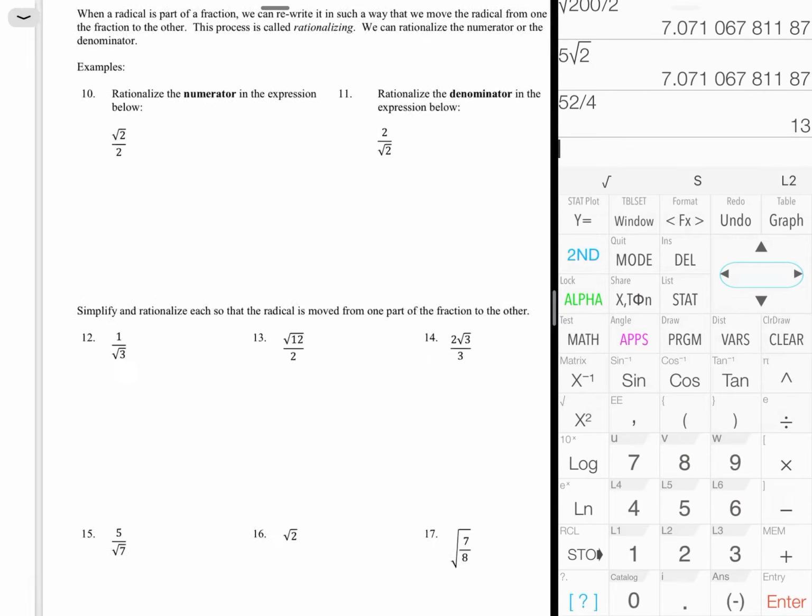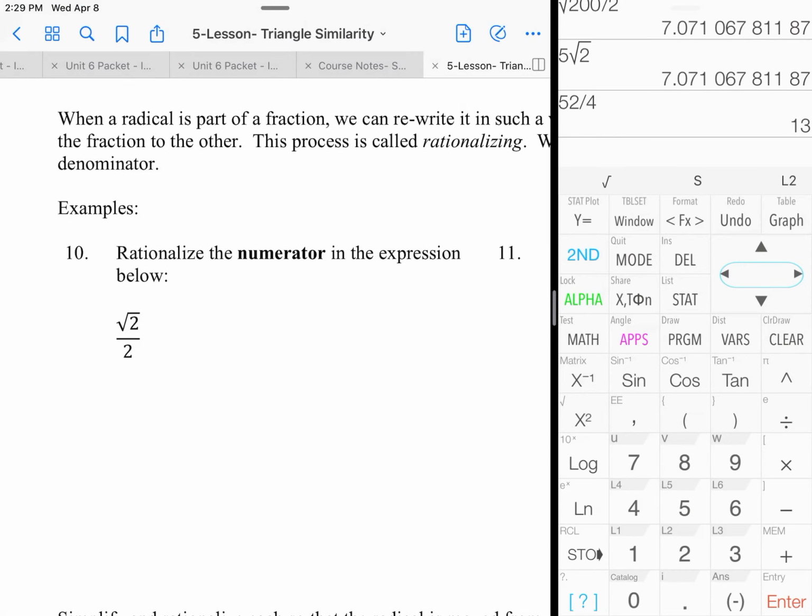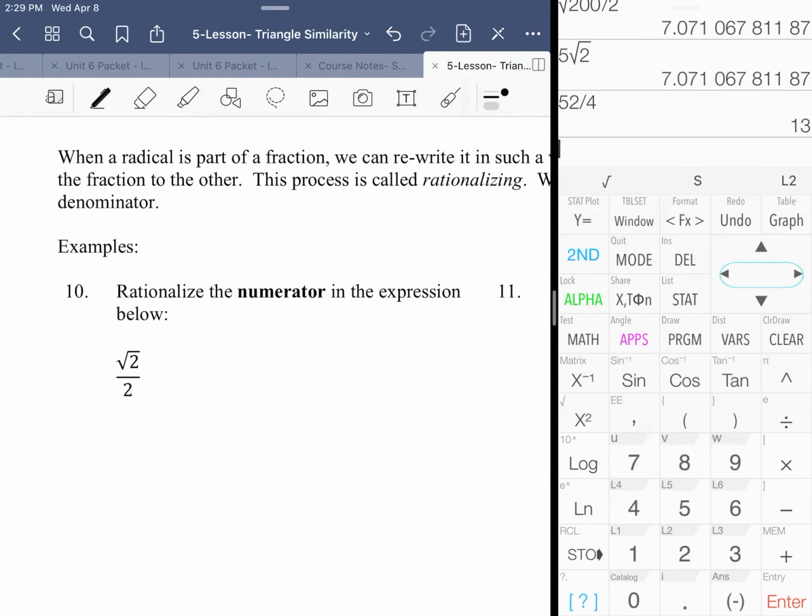So in the case of number 10, all we're really doing is getting rid of the radical that's in the top of the fraction, but in doing so, we're going to put it in the bottom. We do that by multiplying by whatever the radical value is. In this case, it's radical 2, but we do that top and bottom, because this fraction is going to be equivalent to 1. And anytime you multiply by 1, you're not really changing the value of an expression.